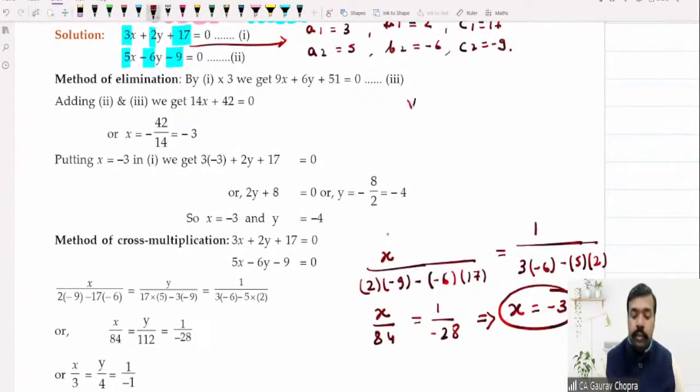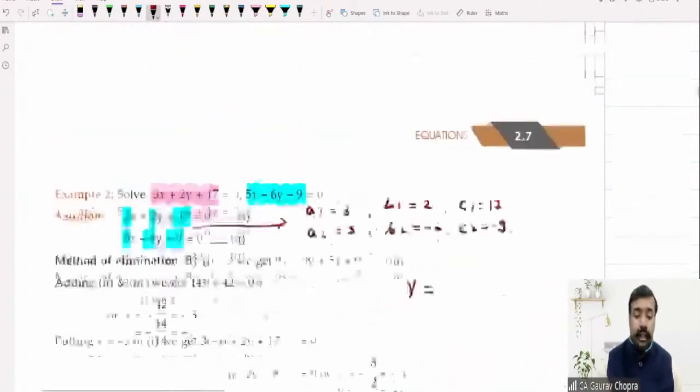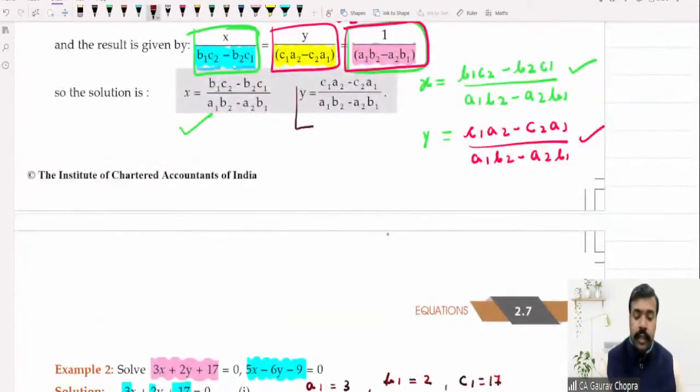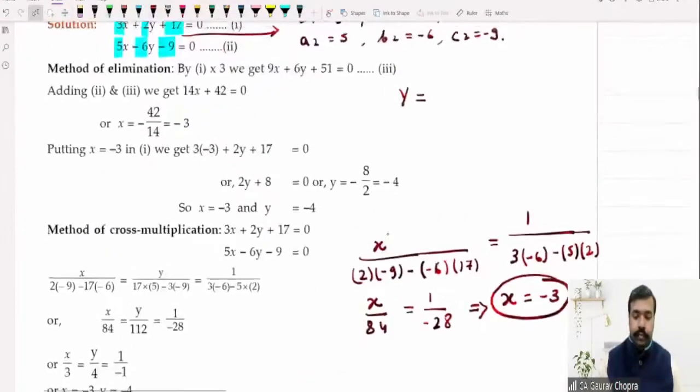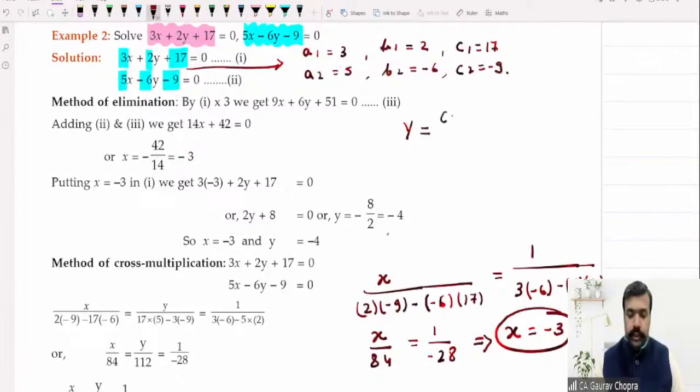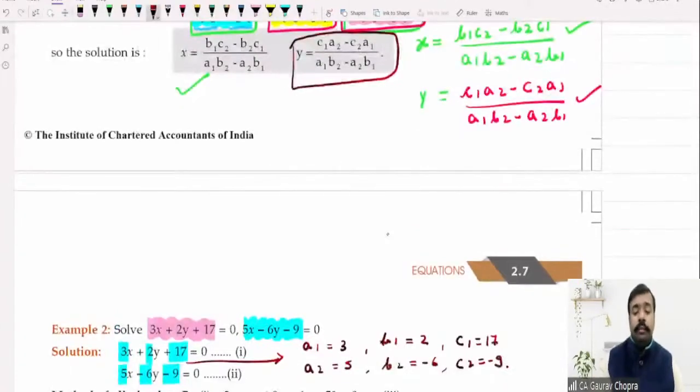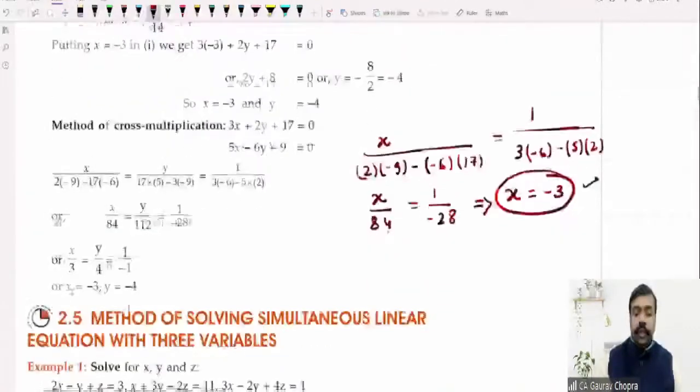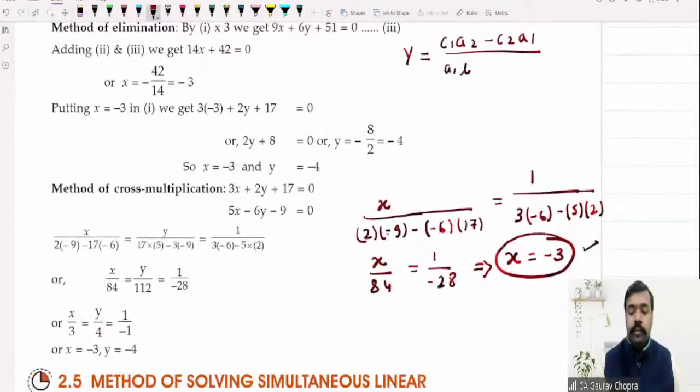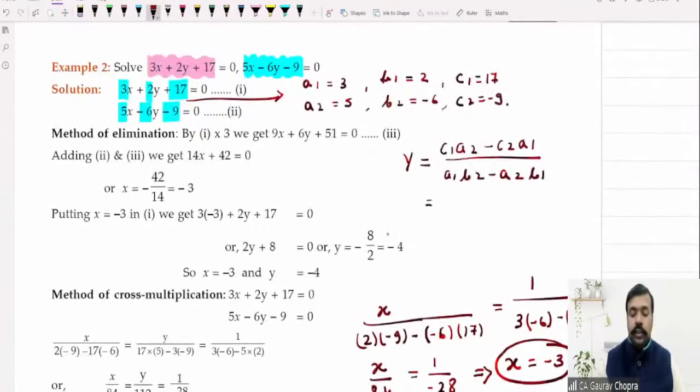Similarly, we can compute the value of y. For y, we can apply the formula which we have written above, that is y equal to c1a2 minus c2a1 divided by, what do we have to divide by? We have to divide by simply a1 b2 minus a2 b1. Just applying the values here.